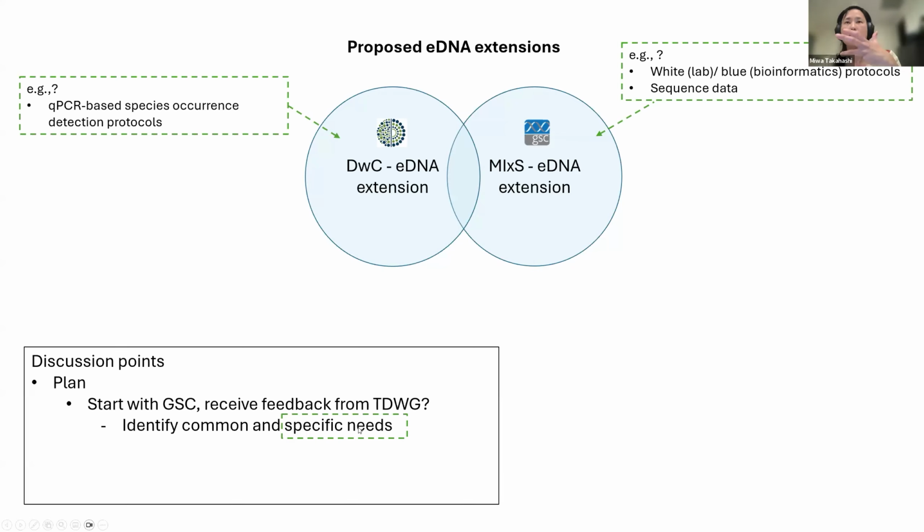Maybe there are some specific needs that those two projects cannot overlap on, and I'm not sure what they are. So I would like to also identify those during this meeting, if possible. But my guess is that, for example, on the left-hand side, I put qPCR-based disease occurrence detection by eDNA that doesn't have any sequence data, but it does have very valuable disease occurrence records. And those might be more Darwin Core Tadwick focused rather than GSC, because GSC might be more interested in the data with the sequence, the sequence data itself.